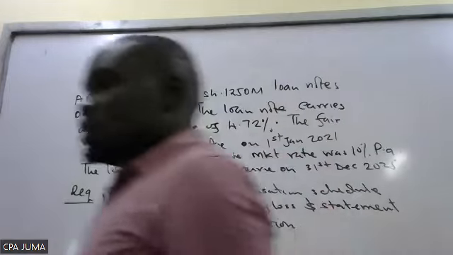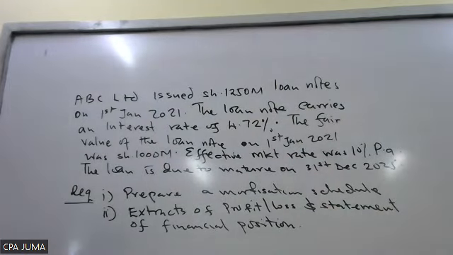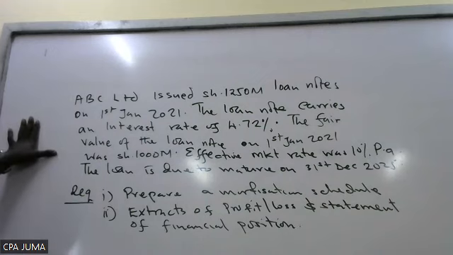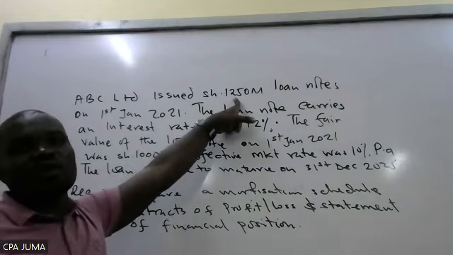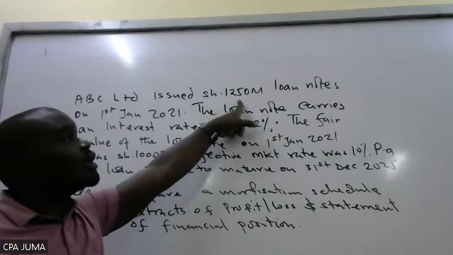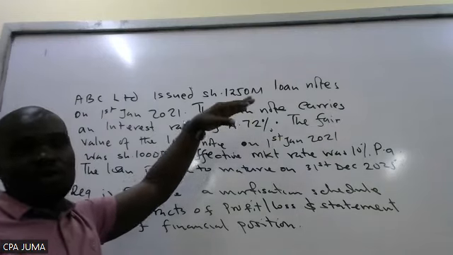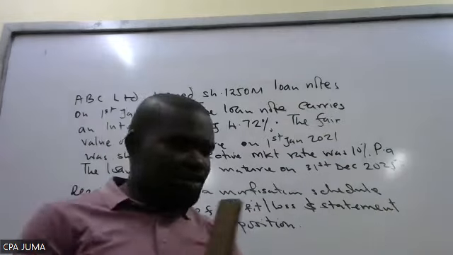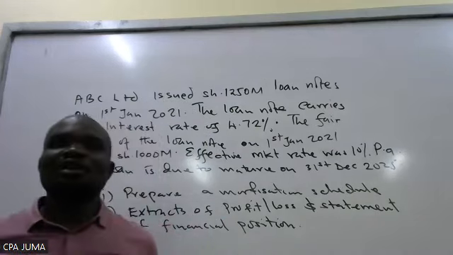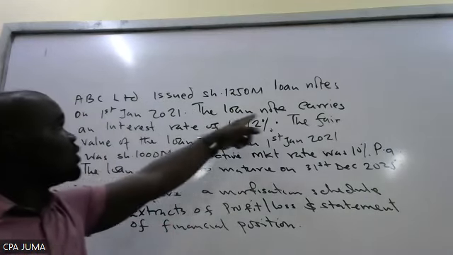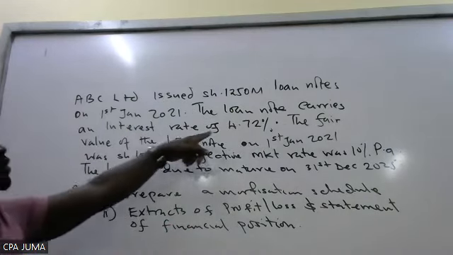So it says ABC Limited issued shillings 1250 million loan notes. Loan notes are just bonds. On 1st January 2021, that is when they issued the bonds. So this one here is called the face value or the nominal value, the value of the bond. The way we were discussing yesterday, you can issue at 1250, but when you go to the market, you find that the fair value is different.